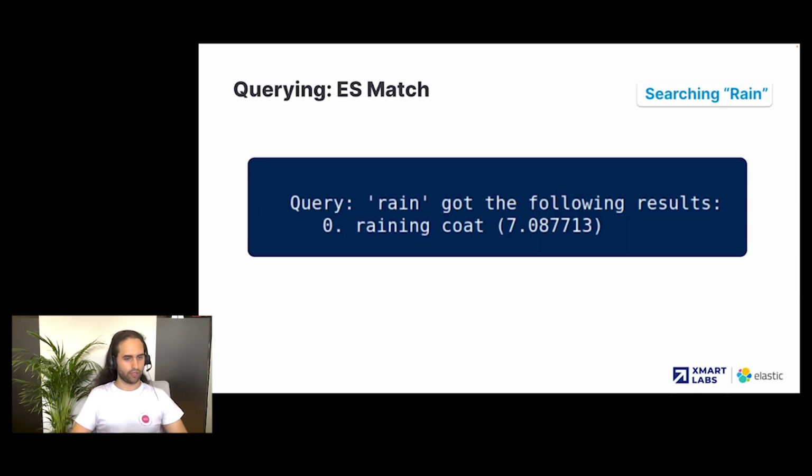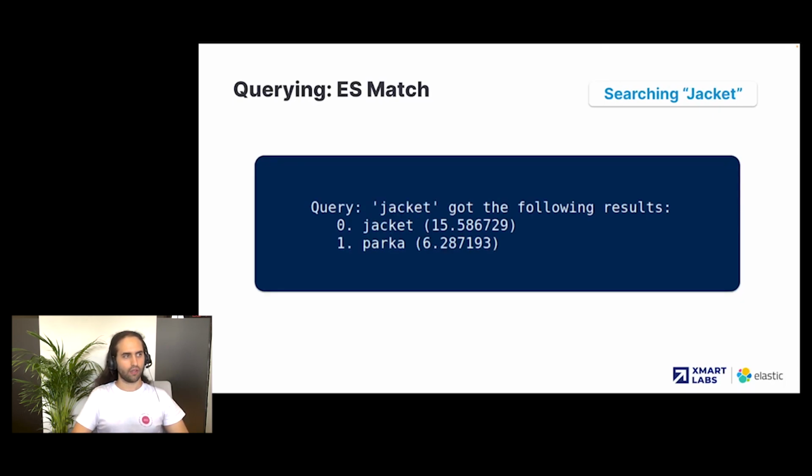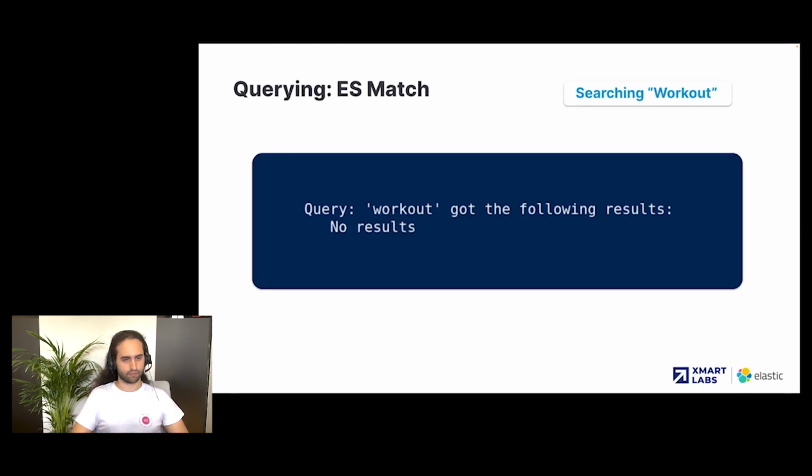Now, searching for rain returns the expected raining coats. And this also solves our synonym issue. Searching for beanie returns the knit hat. And not only finds both jacket and parka, but remember that we designed the query so that it scores higher with the exact search terms. So jacket has more score than parka. And the opposite will have happened if the user has searched for parka. Jackets will be shown, but after all the parkas.